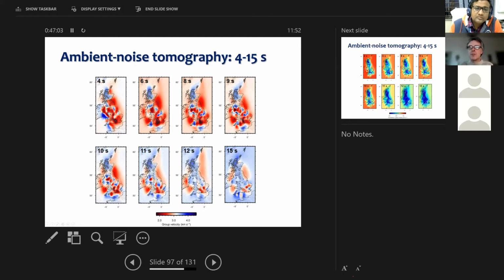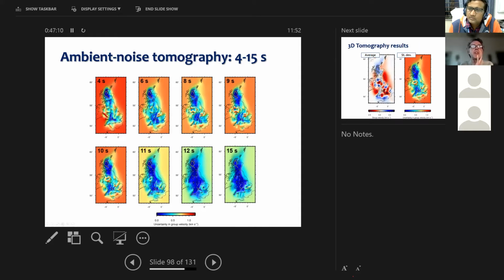Of course, with each of these maps comes an uncertainty map, and here we get exactly the same thing. There's the map in 10 seconds that we were looking at previously, but you can see that you get uncertainties for all the others. And with the combined set of these two sets of maps, we can now invert for the structure at depth beneath the UK.